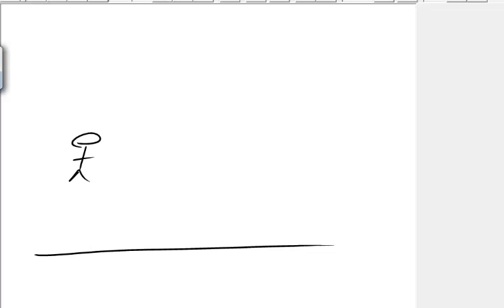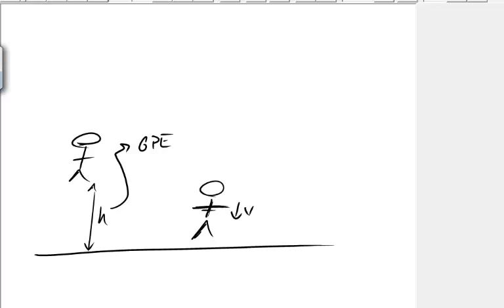Then this guy must be Michael Jordan. He's really high off the ground. He has some height, which means that he has gravitational potential energy. Right. And then he is on his way back down, so he has some downward speed. And what kind of energy does he have now? Well, it'd still be kinetic. Still coming back to kinetic. He's moving.